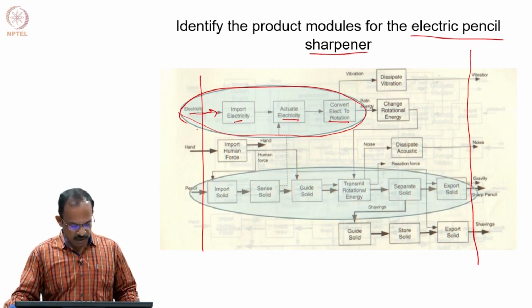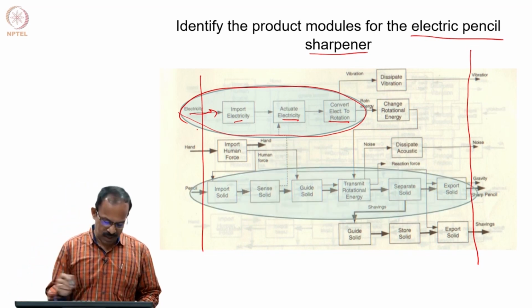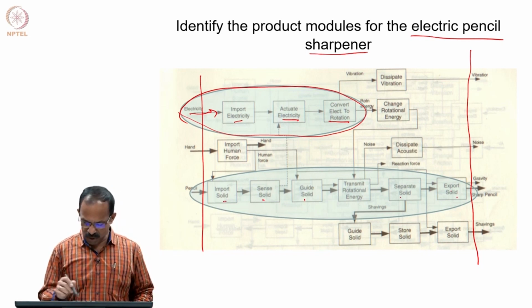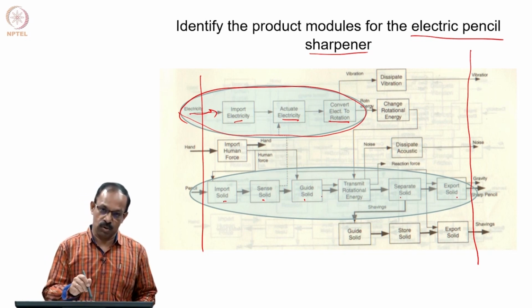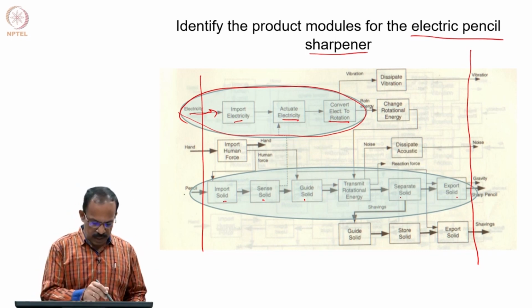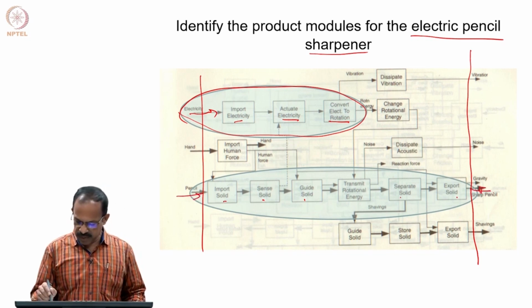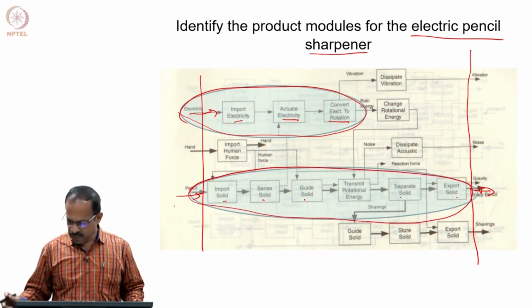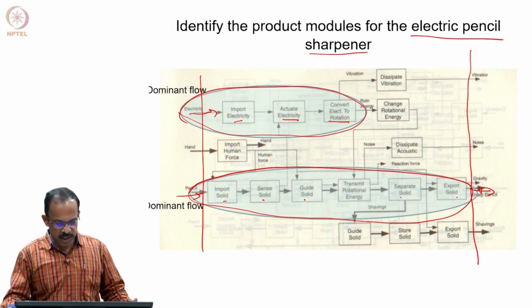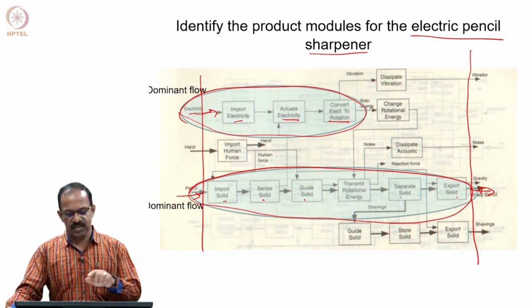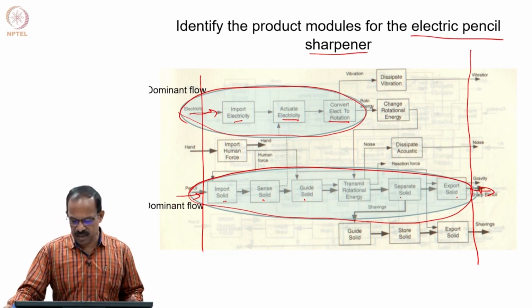Then similarly, we look into the pencil. The pencil is coming into the product, then import solid, send solid, guide solid, then separate solid, export solid. All those things transmit rotation energy; of course, the energy is passed to the solid, so it actually becomes part of it, and then export solid, so the solid is coming out. From the time the pencil comes in till it goes out, it has many functions. So, we put all those things into the dominant flow module. These are the 2 dominant flows that you can identify in this product, and of course, there are many other flows, like the hand and other things, that we do not consider here.